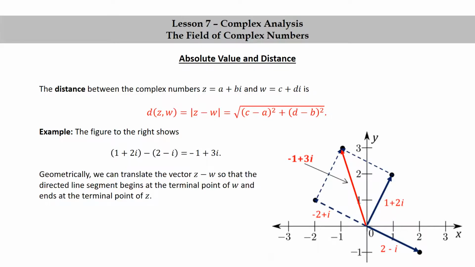Geometrically, we can translate the vector z minus w so that the directed line segment begins at the terminal point of w and ends at the terminal point of z. Here we see we've moved the vector over so that it begins at 2 minus i, the vector we're subtracting, and ends at the terminal point of 1 plus 2i, the vector we're subtracting from.